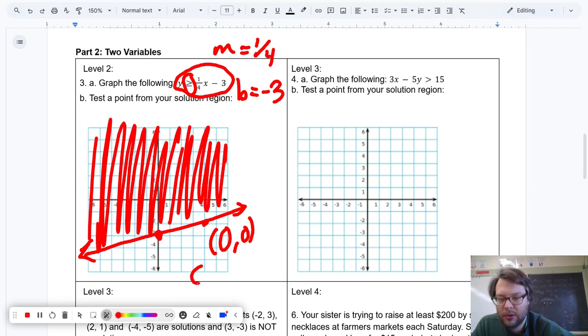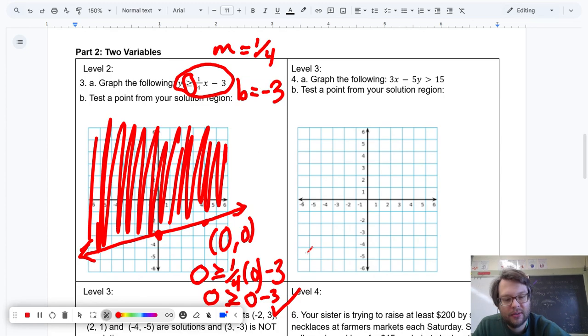So I'm going to replace the letter y with 0, and I'm going to replace the letter x with 0, and I'm going to check if it's true or not. If I try a quarter times 0, I get 0. So all I need to figure out is if it's true that 0 is bigger than 0 minus 3. That is true, so that means I shaded the right area. I chose a point that was in the shaded area, and I got a true inequality. That means I shaded the correct area.